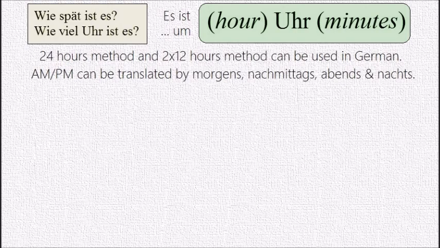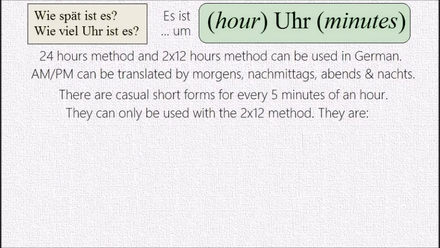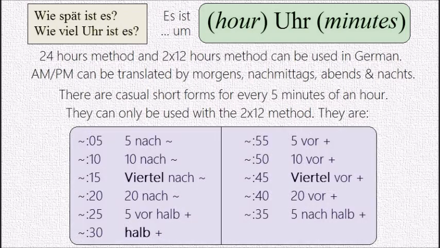AM and PM can be translated by morgens, nachmittags, abends, and nachts, but are rarely used. There are casual short forms for every 5 minutes of an hour. They can only be used with the 2 times 12 method. They are 5 nach, 10 nach, Viertel nach, 20 nach, 5 vor halb, halb, 5 nach halb, 20 vor, Viertel vor, 10 vor, 5 vor.